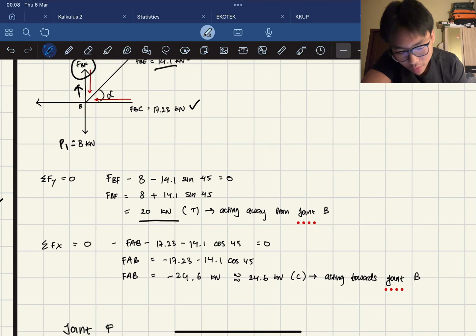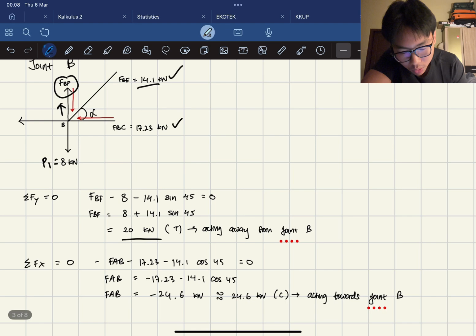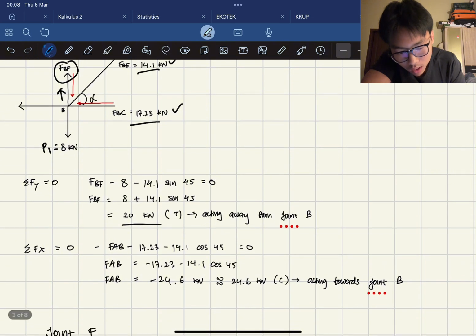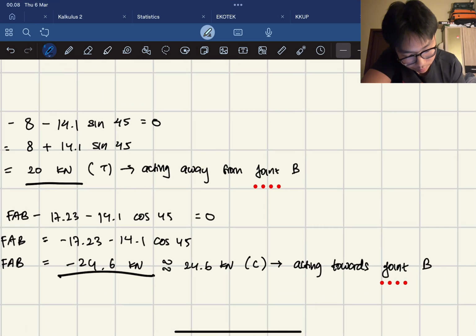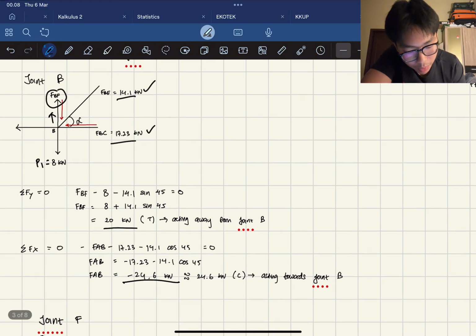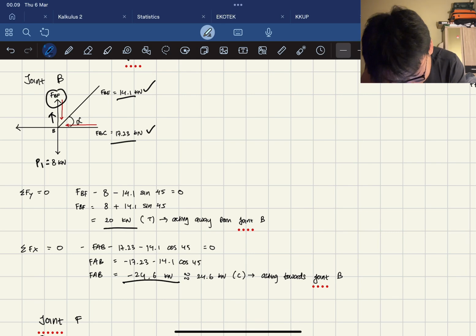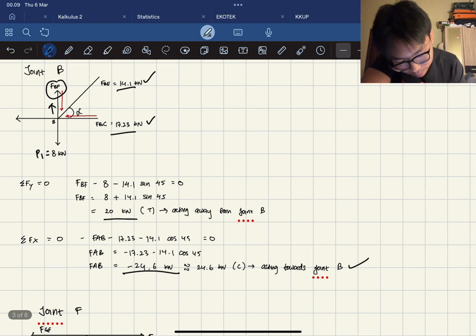And for sigma Fx, the formula would be FAB minus 17.23 minus 14.1 cos 45 equals 0. Then we move FAB to the other side, and we get 24.6 kN, and the state would be compression because FAB is acting towards joint B.